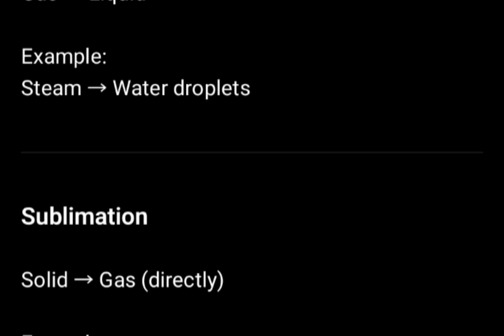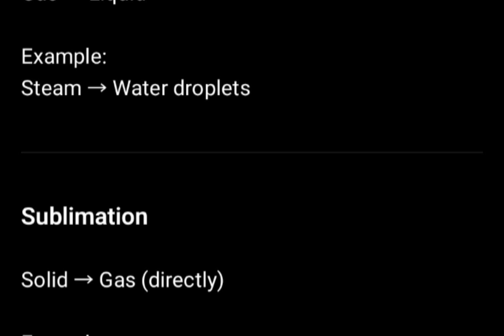We could just see the gas, not any water or anything. So if you have naphthalene balls, like we store at homes for preservation, you can, with your parents' permission, just burn it and see. The moment it's burned, what happens? The solid is converted into gas.